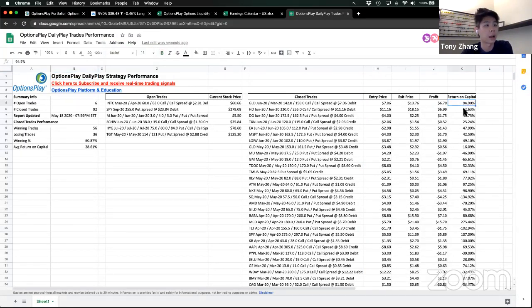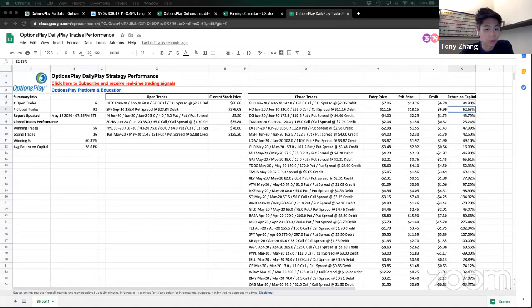And I think he's asking, how do we calculate this return on capital? The return on capital is simply based on the amount that you invested, meaning the capital requirement that it took you to get into the trade and how much you got out of that trade. So it's not annualized. It is not over a specific time frame. It's only over the time frame of that specific trade.